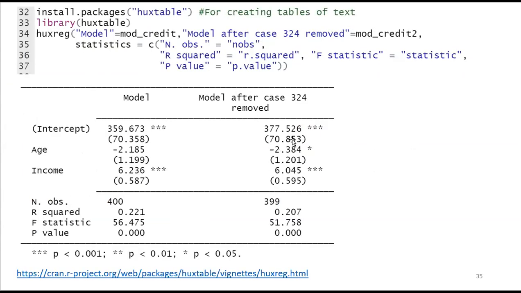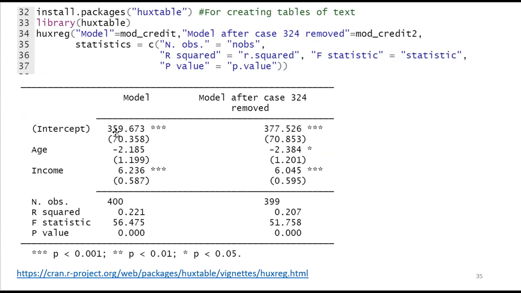Now to compare the models, and this is more useful, there's a nice table here if you want to compare models. I'm going to show you how to compare the coefficients with and without that point 324. You can see the table is nice because it's got the original model here, and the model after the case 324 has been removed. And now you can compare the estimates and all the other stats.